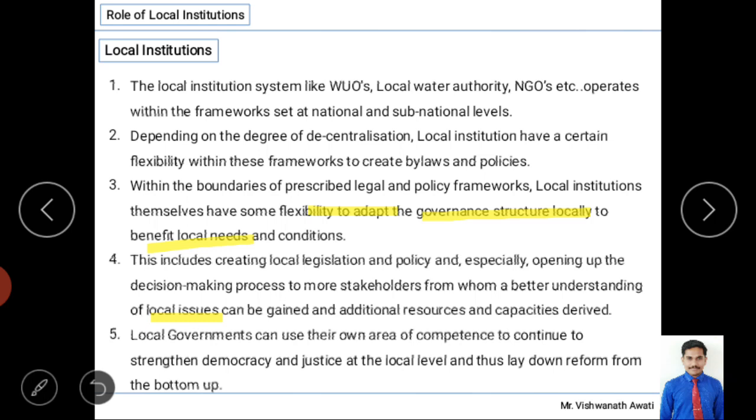Next, the local government can use their own area of competence. Local government means the local institute can use its own area of competence to continue to strengthen democracy. Here, it is strengthening democracy at the root level, right? Democracy means not only at the national level and state level; we have to create democratic conditions at the root level. Root level means the ground level of local conditions. And justice, even justice at the local level, and thus lay down reform from the bottom up. Bottom up means from local conditions up to the national level, or the main management activities at the national level.